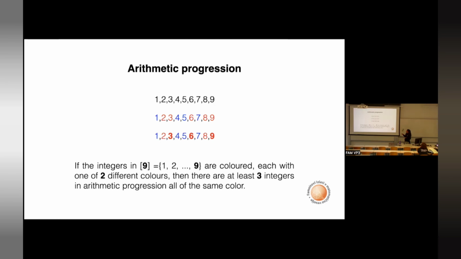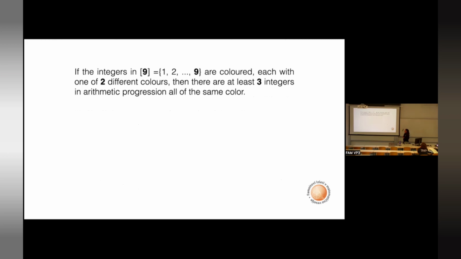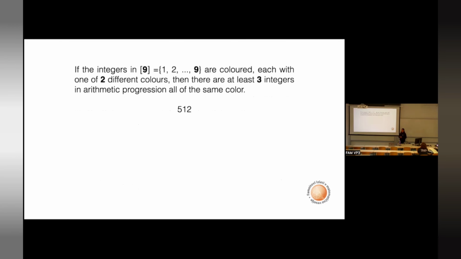Can you find another example here? I think 1, 4, and 7, so that they have the same color and they are in arithmetic progression. So here we can find at least 2 of them. But how can we be sure that we always have this? With 9 numbers colored with 2 colors, we have 2 to the 9 colorings. So it's doable. We can try all possibilities and check that we will find one in each of them, but we don't want to do that.